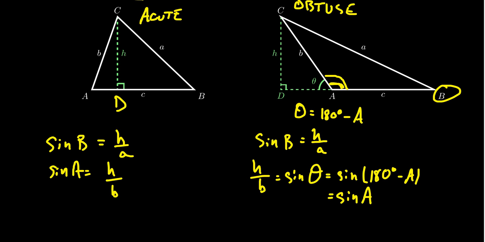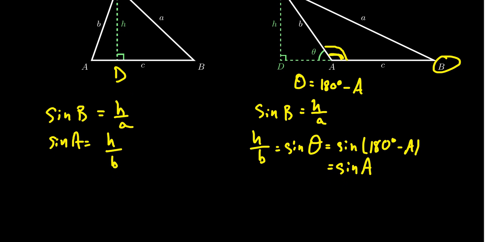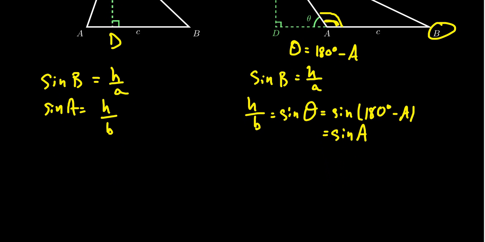So notice here we get sine of B equals H over A. That's the same in both cases. And then we also get that sine of A is equal to H over B. So whether we're in the acute or obtuse case, you end up with the same conclusions. It took a little bit longer to get there for the obtuse case, but using the symmetry of the sine function, we get there. So let's take these equations and solve them for H.